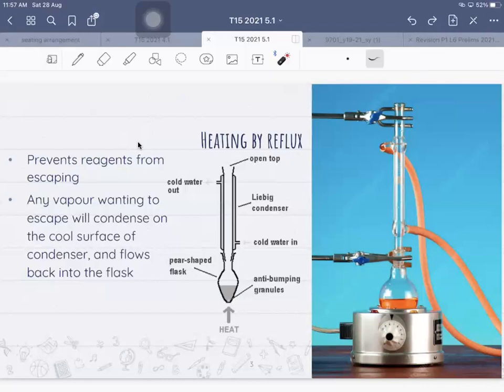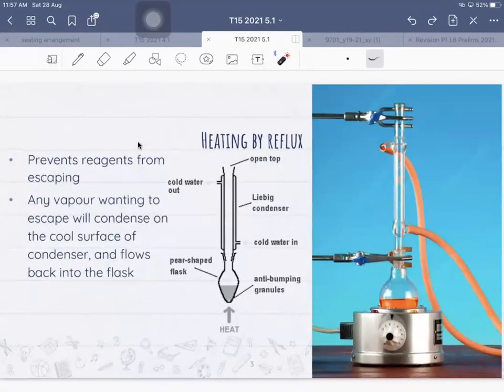So you will not lose any volatile products. You will not lose any gas, because most of your organic molecules are volatile, and when they reach the condenser, which is a cold region, they turn into liquid and then fall back. All right.